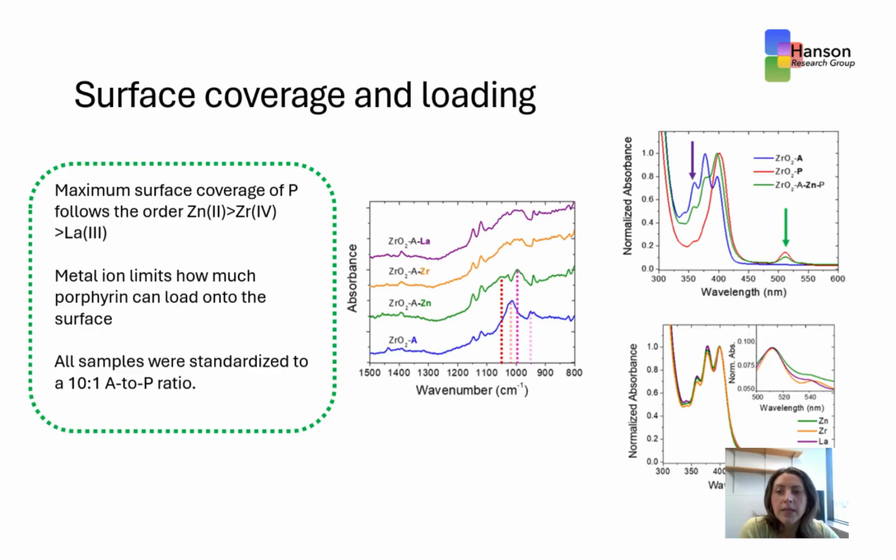Adsorption isotherms for P on the zirconium anthracene metal ion films show that the maximum surface coverage follows the order of zinc, then zirconium, then lanthanum. The metal ion clearly limits how much porphyrin can load onto the surface, but the ordering doesn't track with ion size, charge to size ratio, or hard-soft acid-base character. The mechanism behind this trend remains unsolved, but to keep this loading difference from confounding the transfer mechanisms, all samples are standardized to a 10-to-1 anthracene to porphyrin ratio.